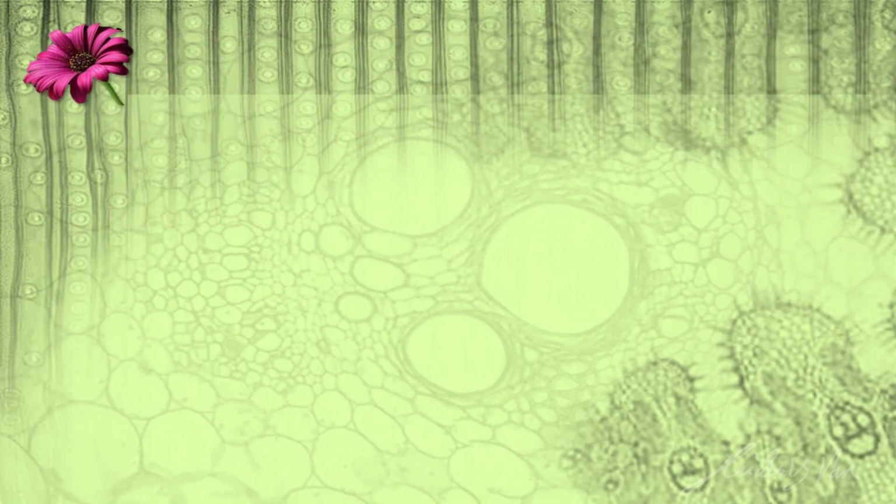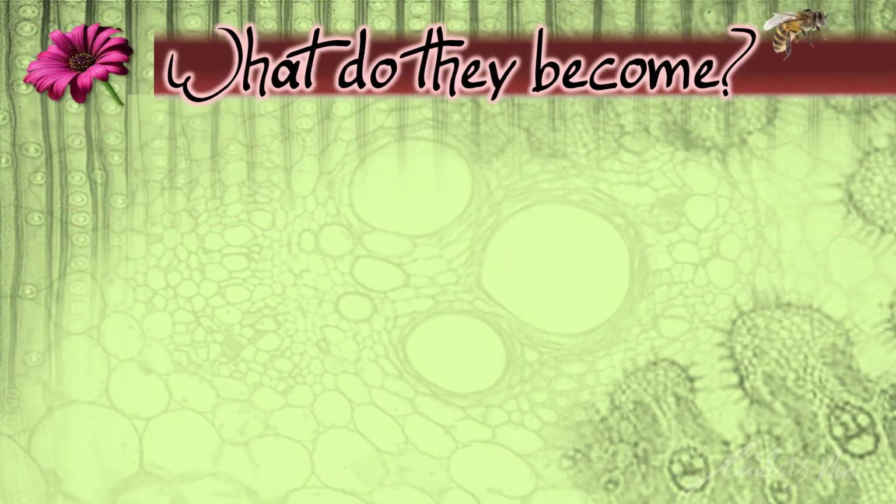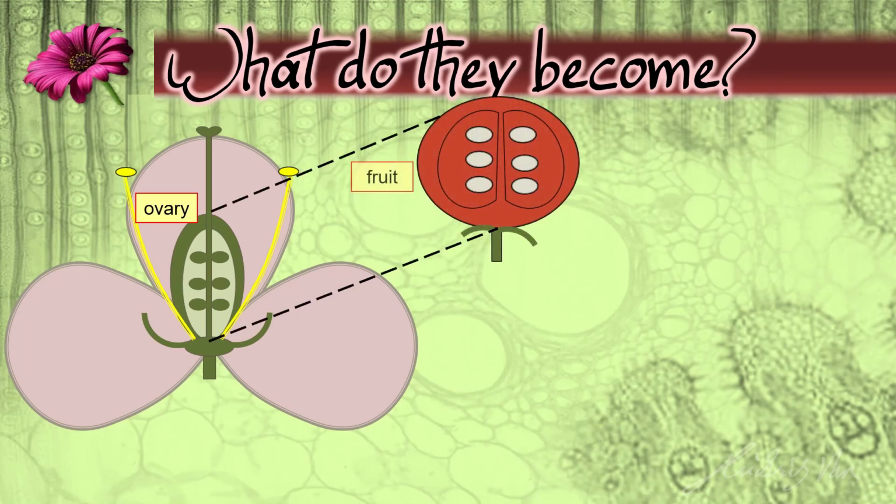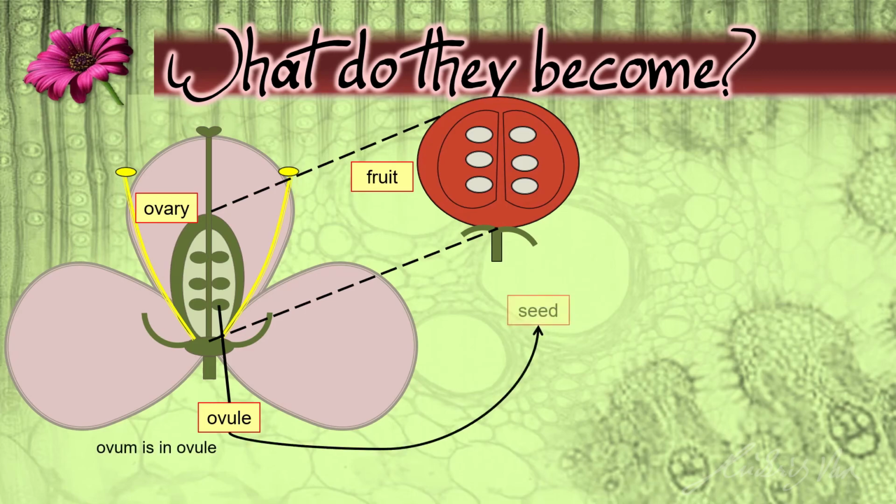And finally, this one is more of a good to know. What do different parts of the flower become? The ovary will grow into the whole fruit. The ovule, which houses the ovum, will become the seed of the fruit.